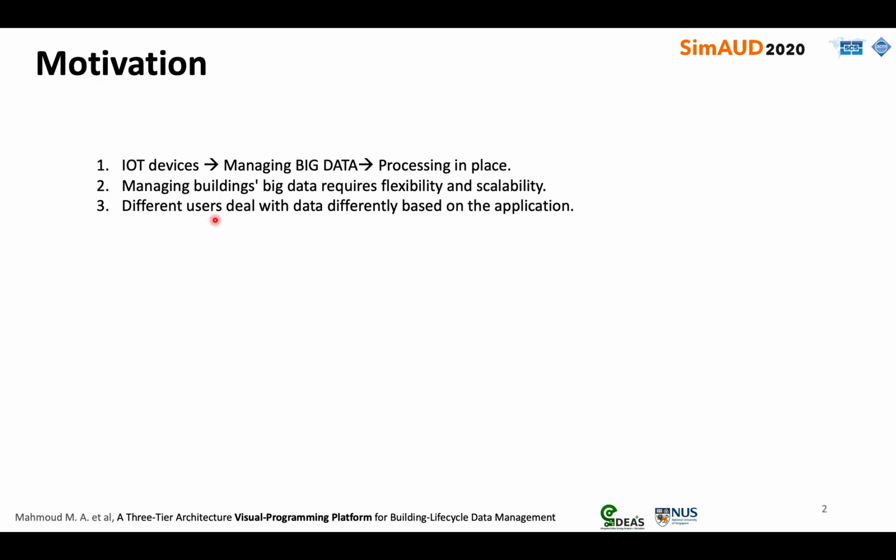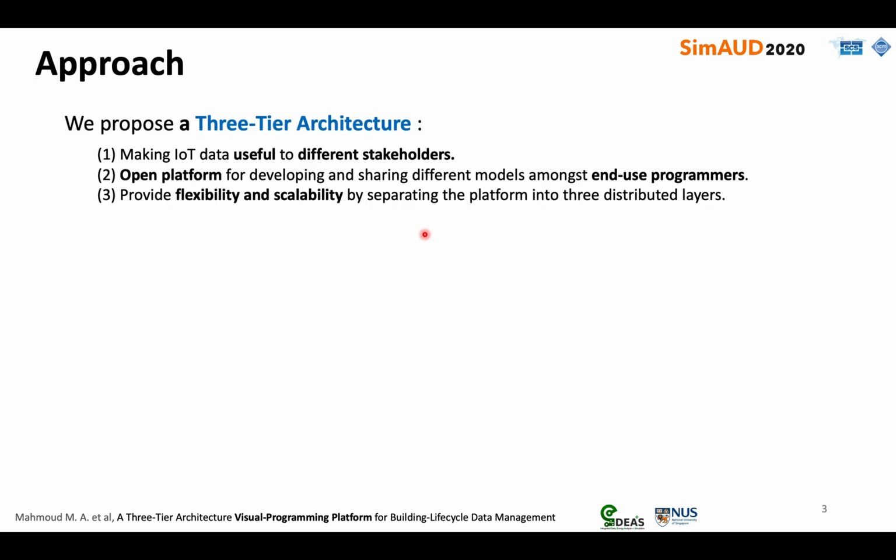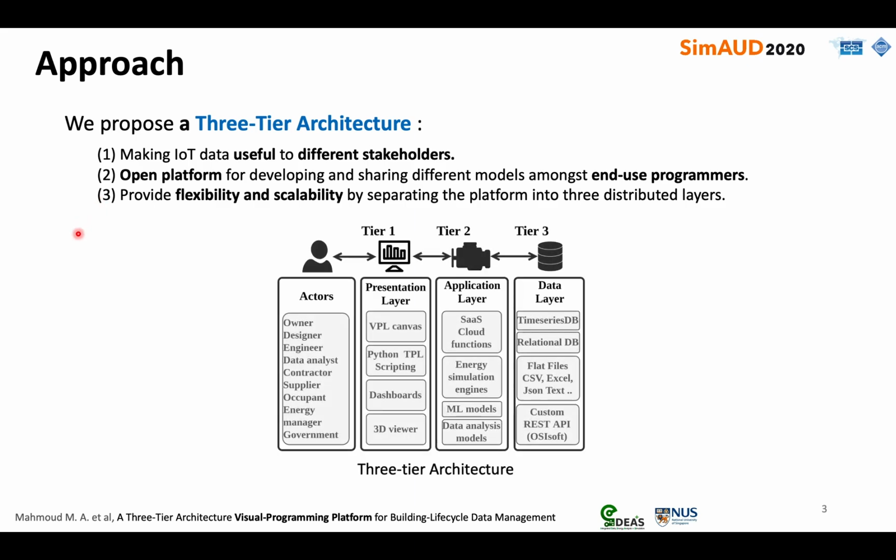On the other hand, delivering useful information to different stakeholders based on their application is yet another challenge. We introduce a three-tier architecture web platform that aims at, first, making IoT data from the built environment useful to different stakeholders. Second, an open platform for developing and sharing different models amongst end-use programmers. Third, provide flexibility and scalability by separating the platform into 3 distributed layers.